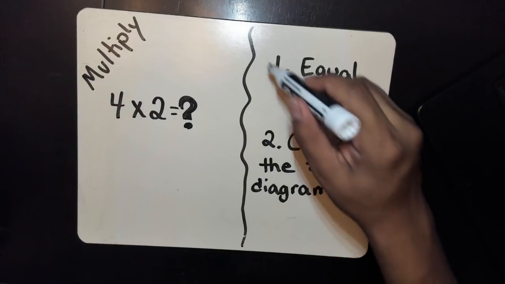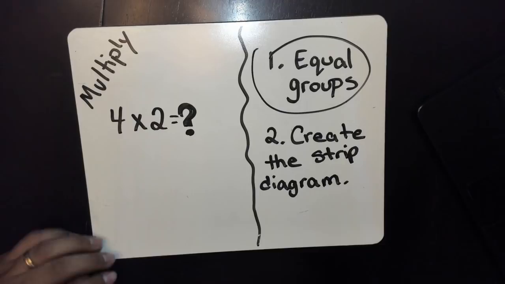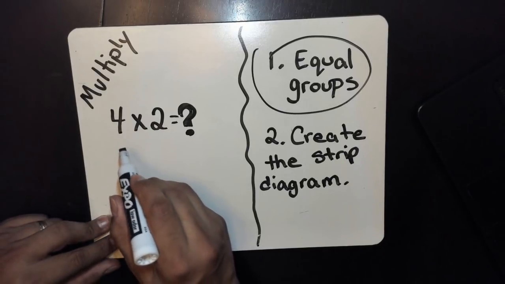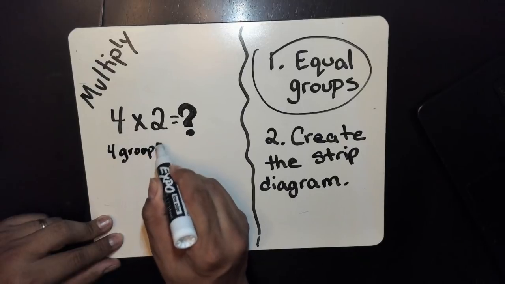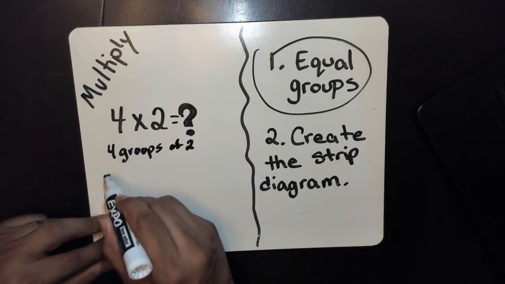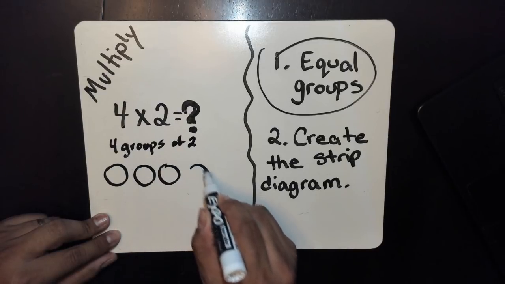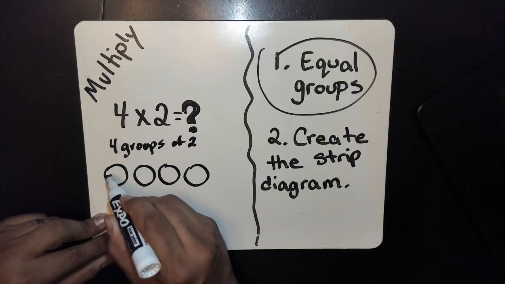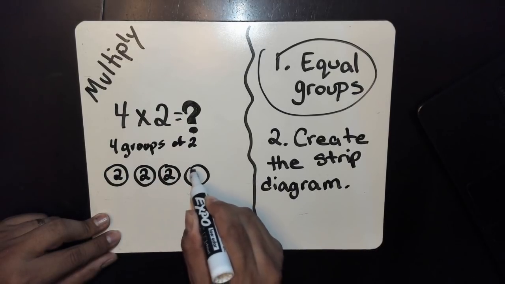The first is equal groups. So you create 4 groups of 2. 1, 2, 3, 4, and there's 2 here, 2, 2, 2.